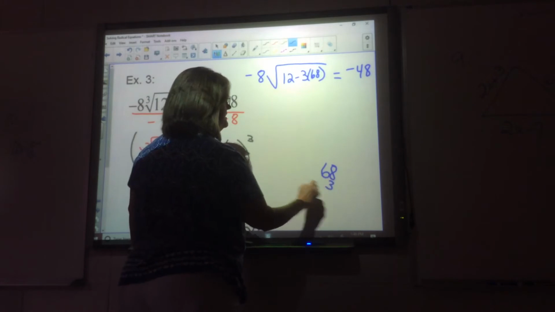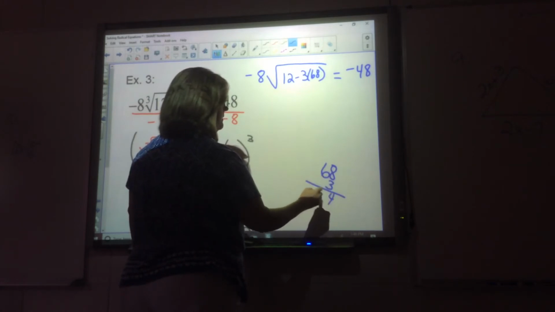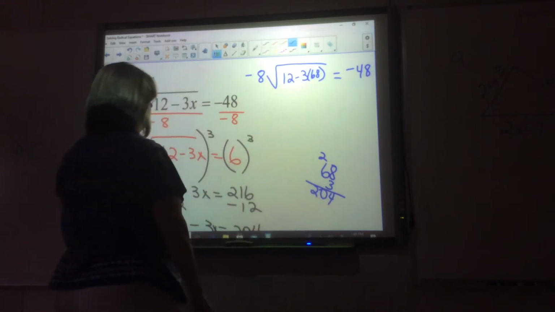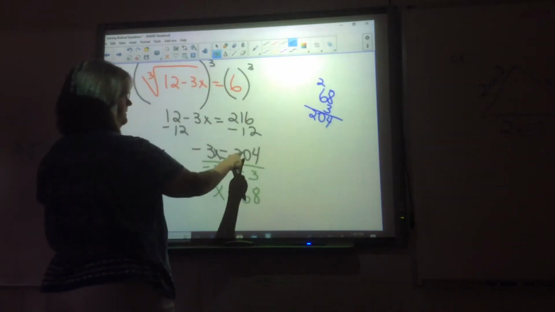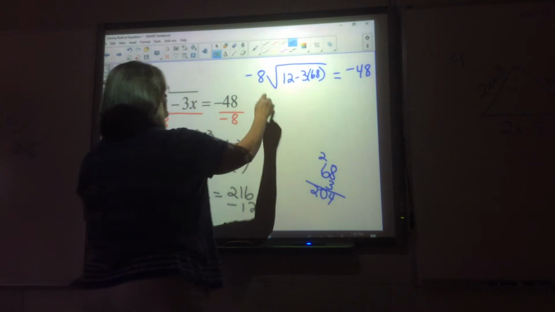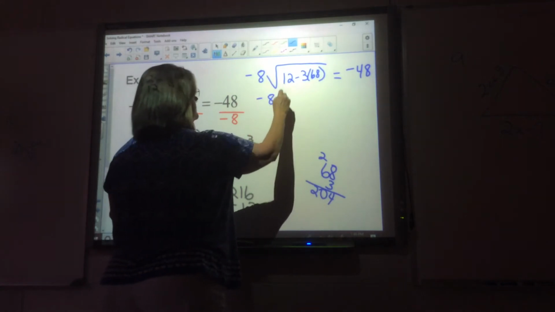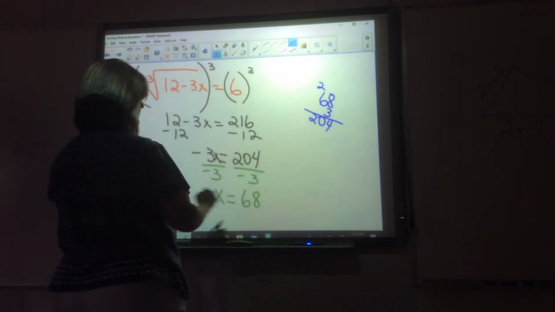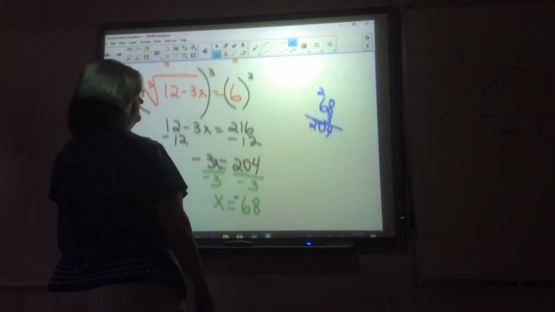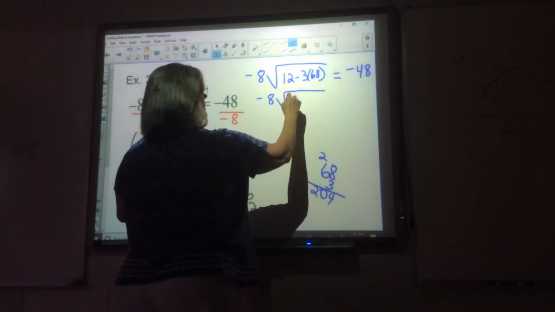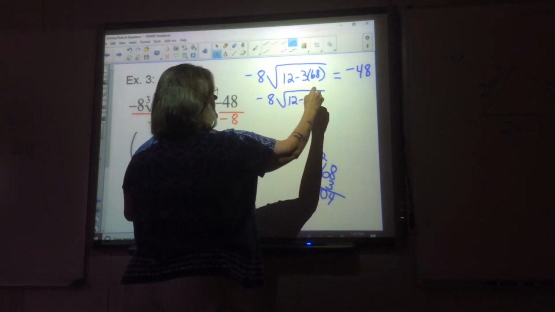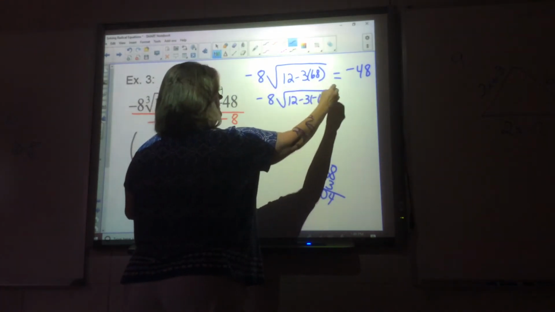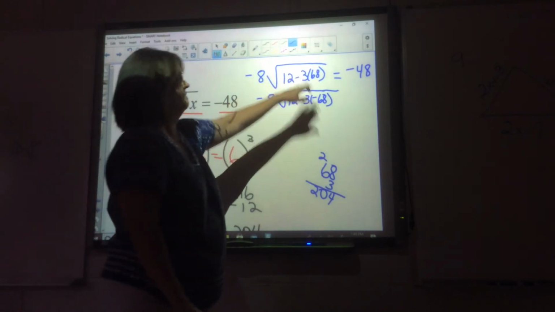I'm going to figure 68 times 3, which I should know because I just did it, 204. See here? Okay, so negative 8 onto the square root of 12, negative 68, minus 3 times negative 68.